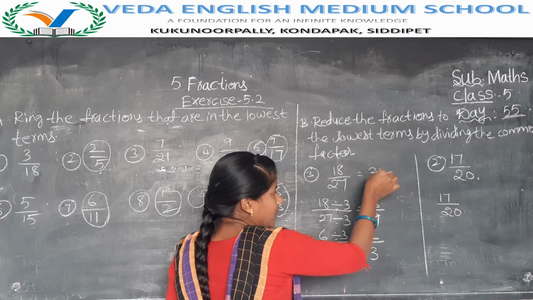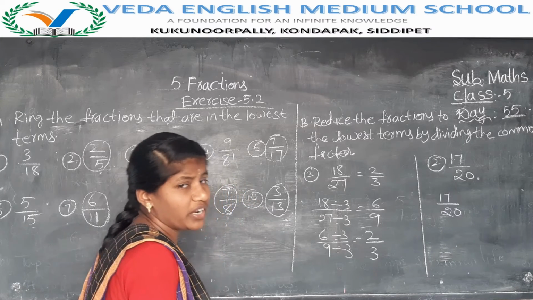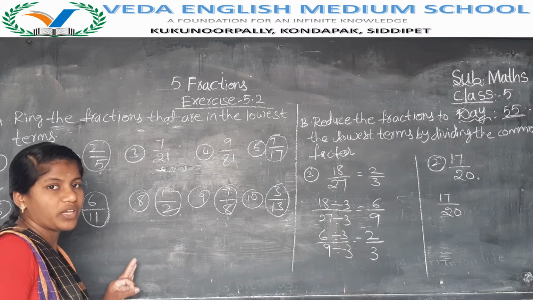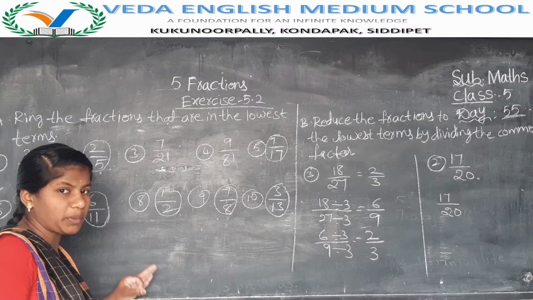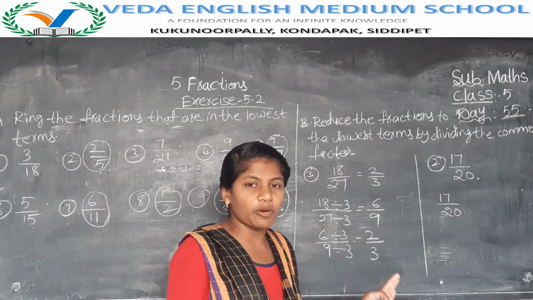See here, both numerator and denominator, 2 and 3, are prime numbers. Just now I said, either the numerator or the denominator should be a prime number, then that is the lowest form. If either the numerator or the denominator is a prime number, then it is definitely in the lowest form. Next, remaining all problems you have to complete.